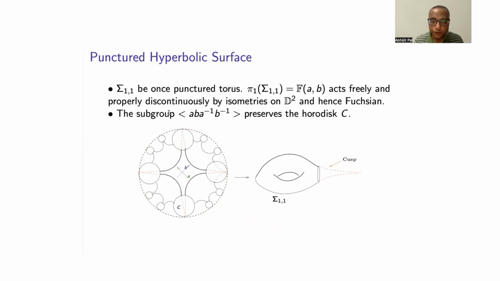And so you can check the commutator here, A, B, A inverse, B inverse. So take the cyclic subgroup generated by this commutator A, B, A inverse, B inverse. In fact, it will preserve the Horo disk C in this picture, so that you can check. So let me move to the other slide.